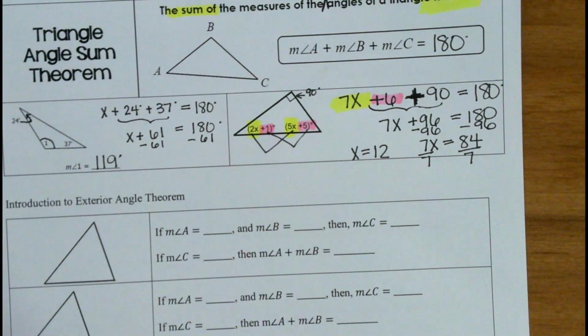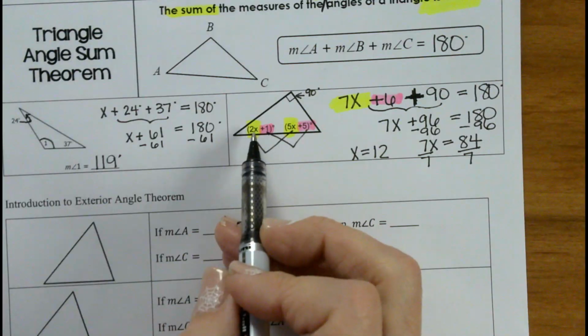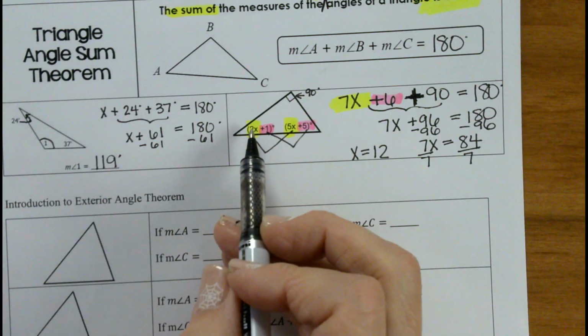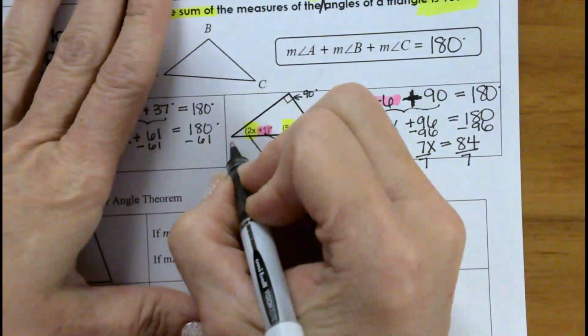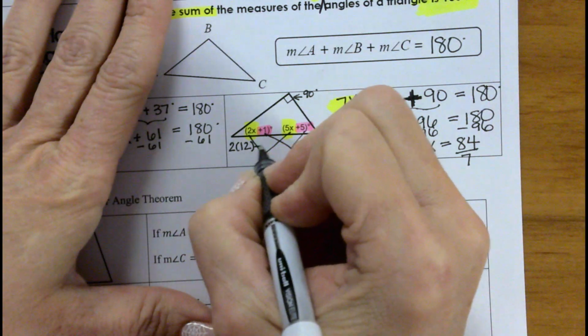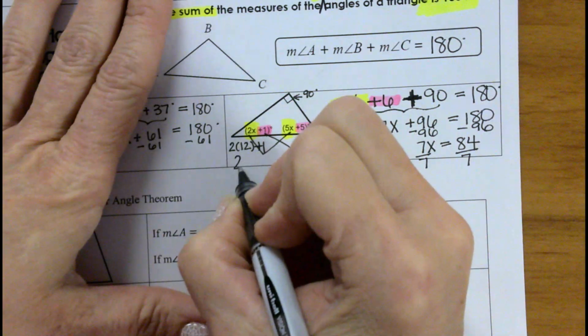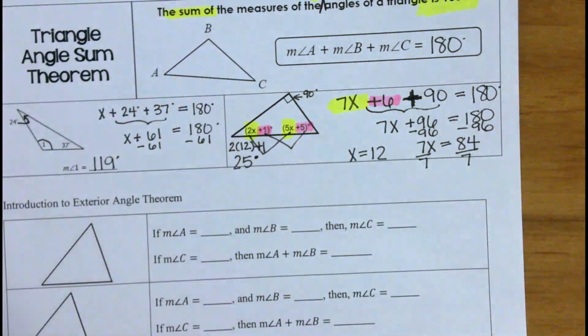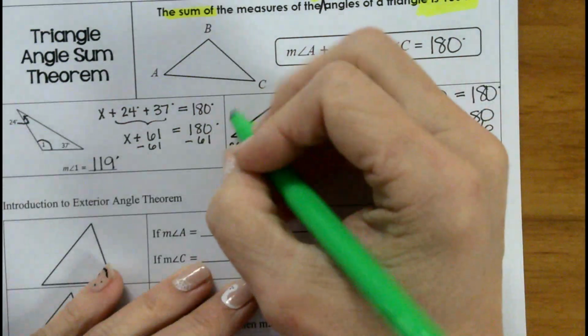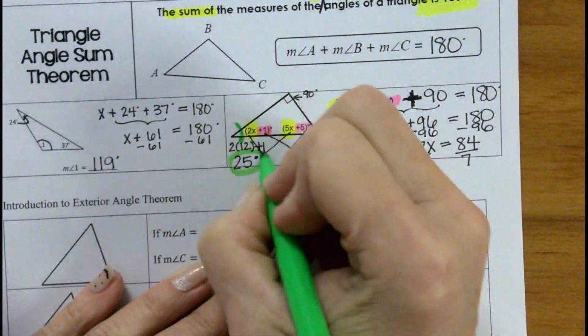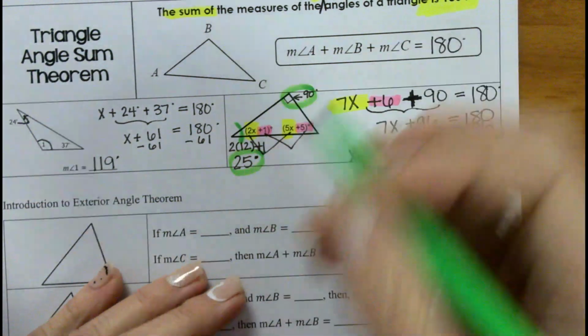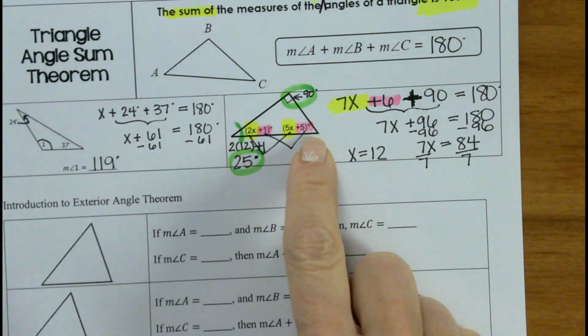Now that's not the angle measure. If I wanted to find the measure of this angle right here, what would I do? Plug it in. 2 times 12 plus 1 more. That's 24 plus 1. That'd be 25 degrees. Ooh, so let me ask you this question. If this one is 25 degrees and this one is 90 degrees, how can I get that one?